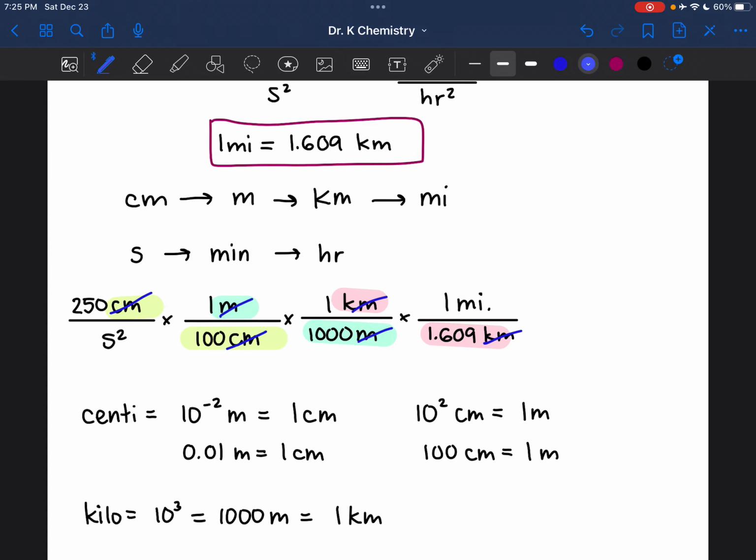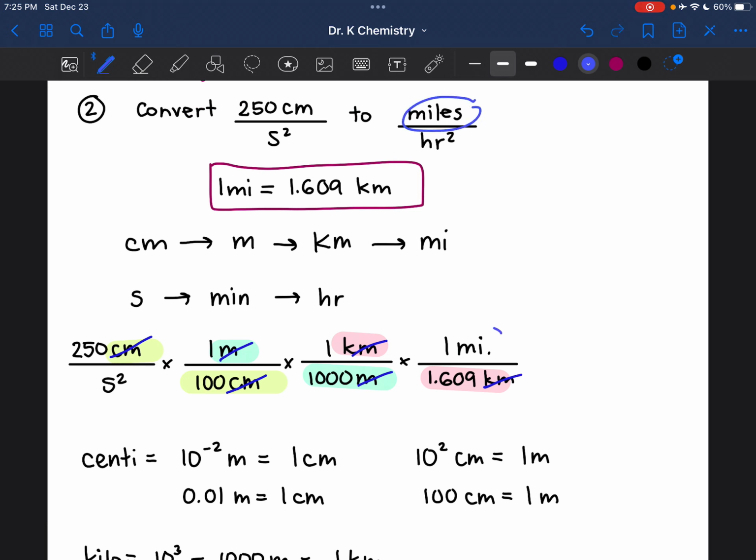So finally, we've reached one of the units that we want. We want to end with miles up top, and it looks like this is good to go. So I'll deal with the seconds next.